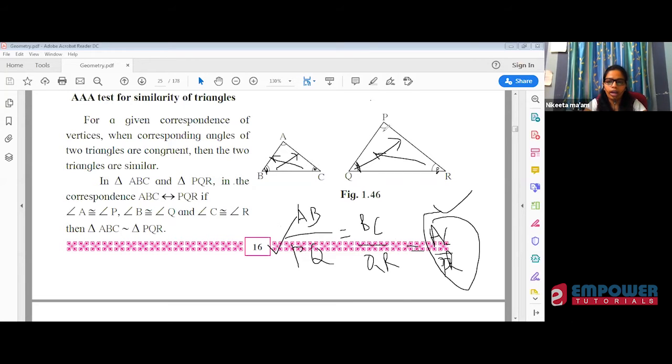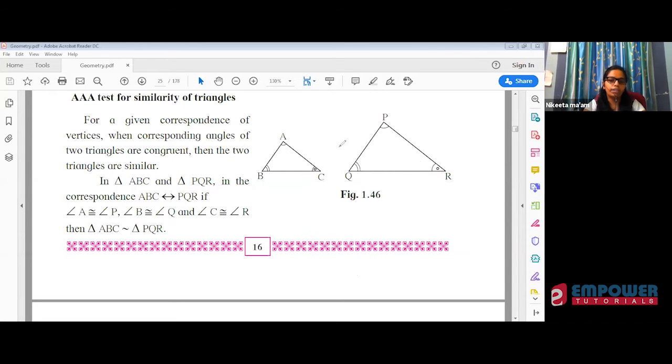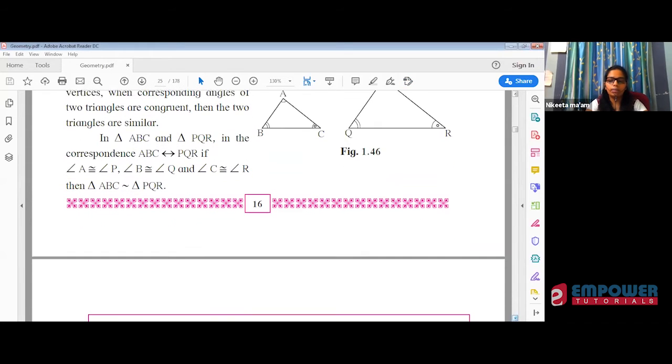Now angle A and angle P are congruent, so the side opposite to them, or you can say the side in front of them, is BC upon QR. So this ratio is there. This is how you will find out the ratio of the sides of two triangles. Okay, now this is one test by which you can say that two triangles are similar to each other.